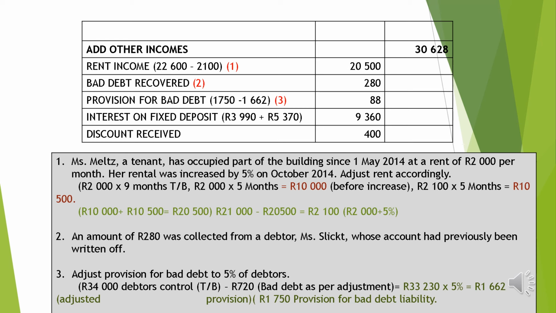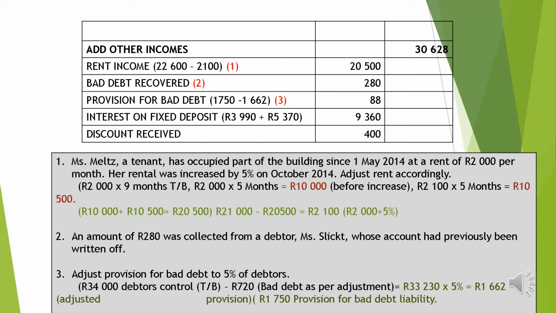This 5,370 is not received as yet, but will be received, or we're supposed to have received this particular amount of money. Therefore, we will add this amount because it belongs to this financial year that is ending on 28 February 2015. Remember, when you are preparing an income statement, you use both accounting bases for recording. You use cash basis and we use accrual basis.